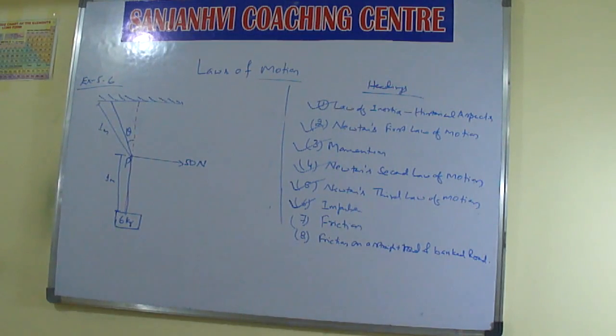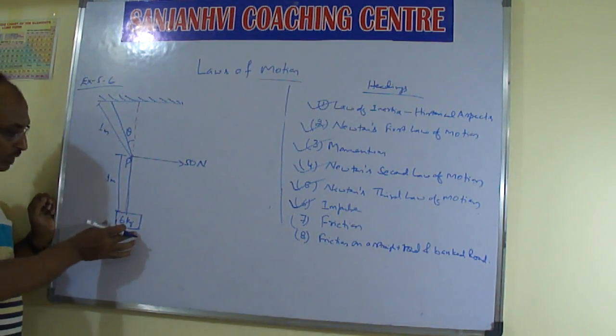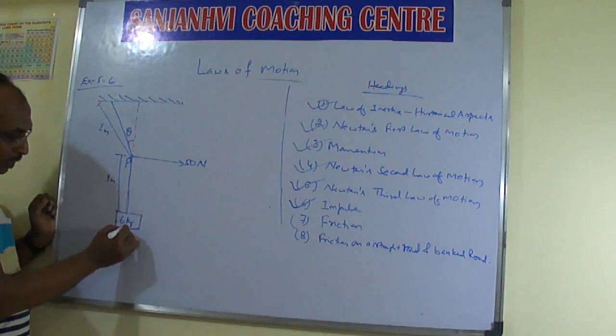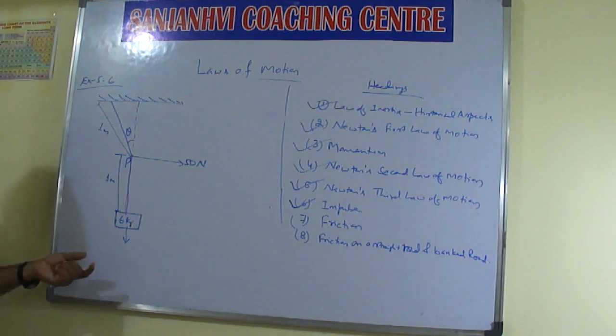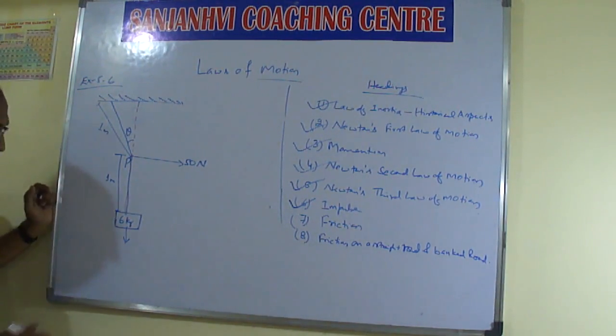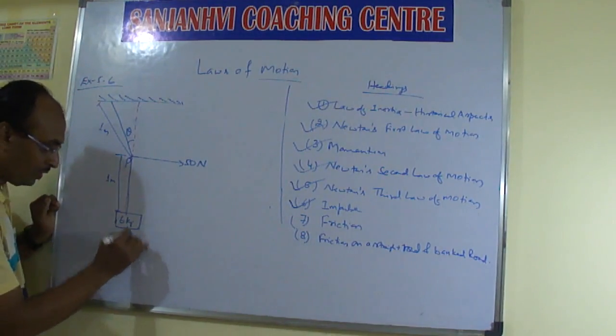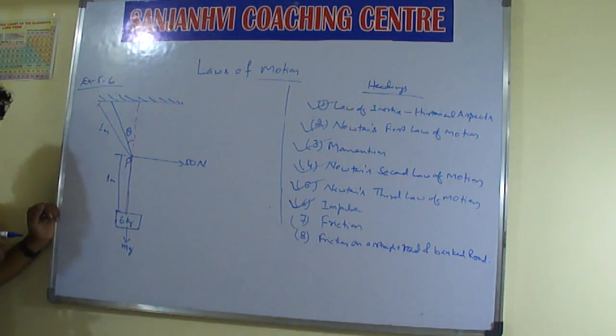Now this system is in equilibrium. So if this system is in equilibrium, you can see that this is the mass. And now this mass will be pulled downward, due to its weight. Weight means what? mg.